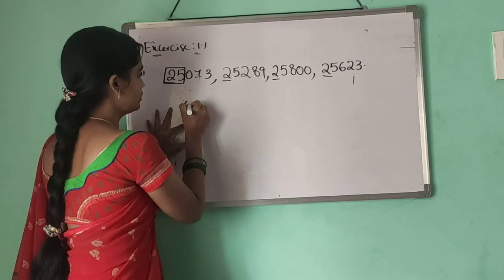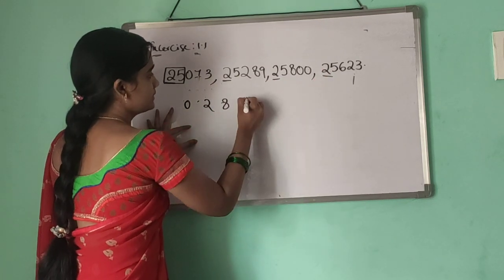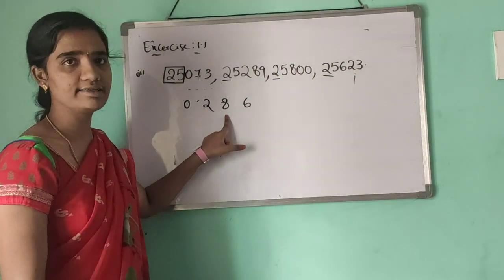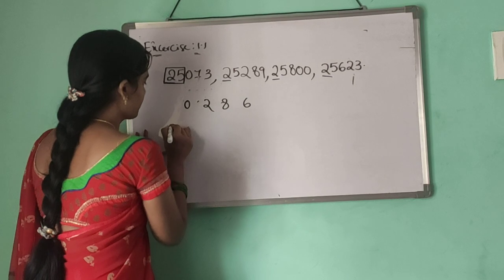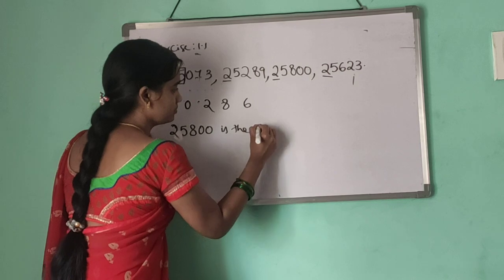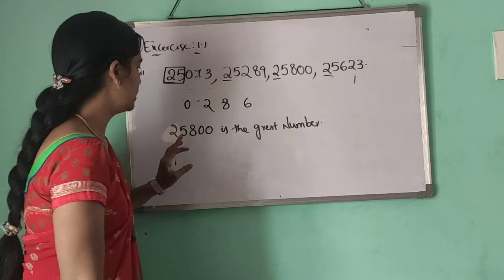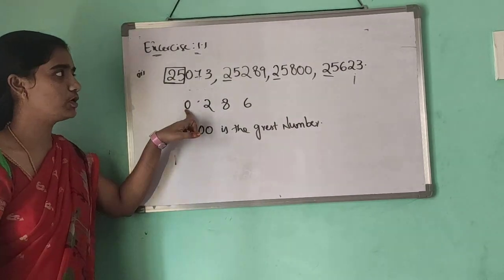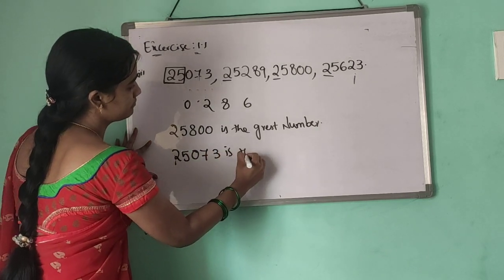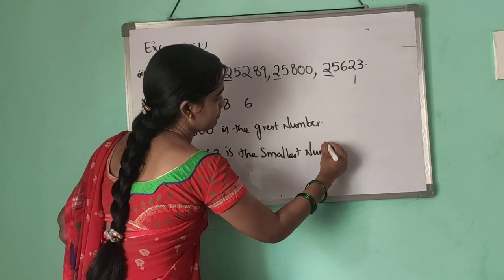100th place, that means 0, 2, 8, 6. Okay, among these numbers, which is the greatest? 8 is the greatest number. So 8525800 is the greatest number. Okay, which is the smallest number? 0 is the smallest number. So 25073 is the smallest number.